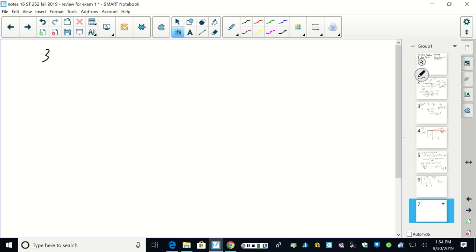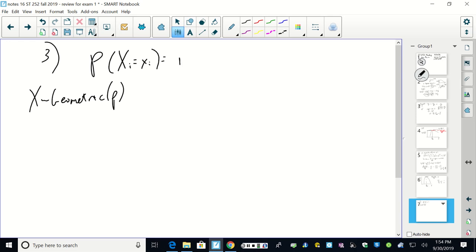The third one is basically equivalent to that one, but it's geometric. X is geometric with the probability P. So X counts the number of times until you find one person. So the probability that X is xi is P times 1 minus P to the xi minus 1.